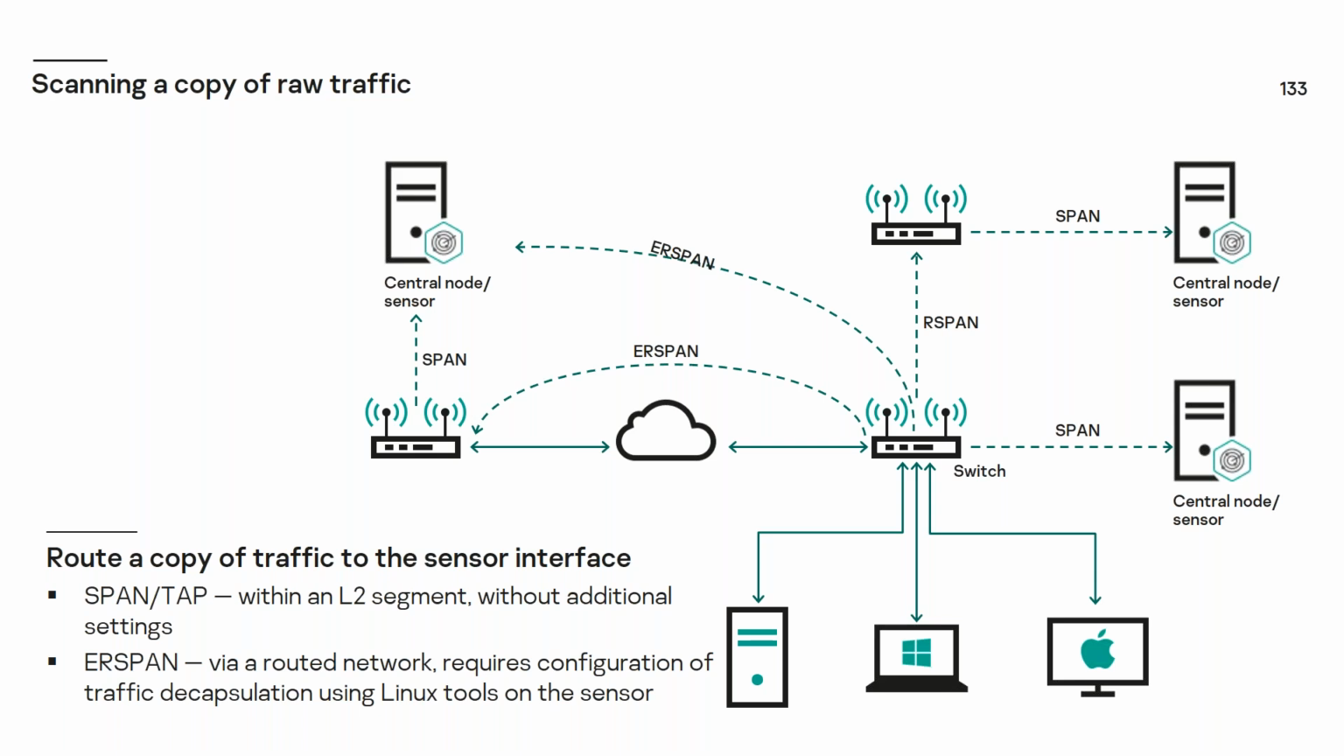Now, we have with the KATA platform a multitude of different integration options, be it span, which is typical local network traffic that can be sent through or duplicated traffic into the central node or sensor. It can be RSpan, it can be ERSpan, or it can actually be a TAP device, if that's something that you need to go ahead and do.